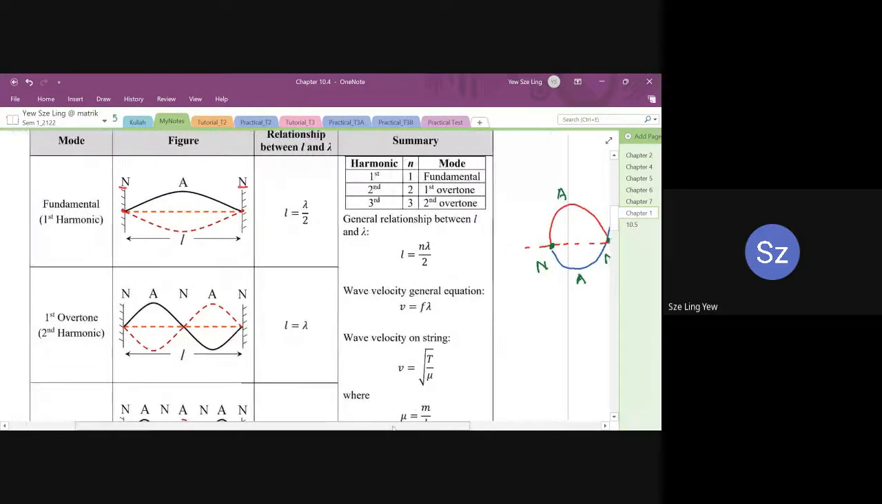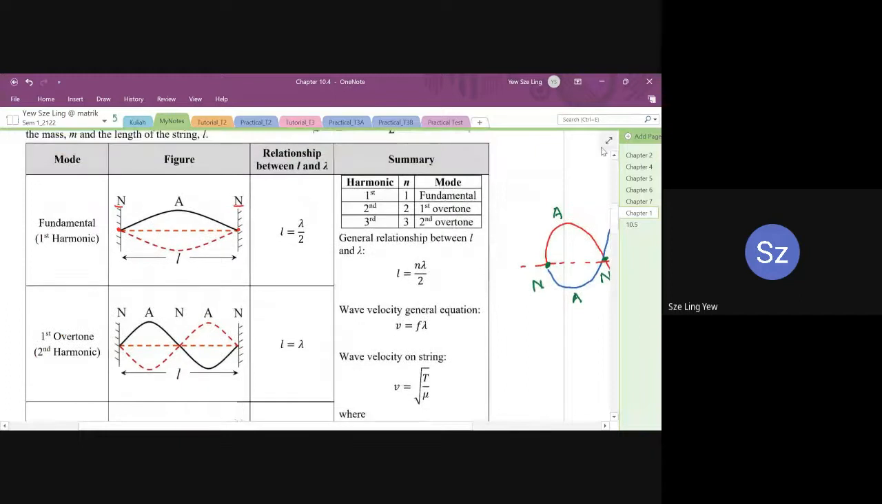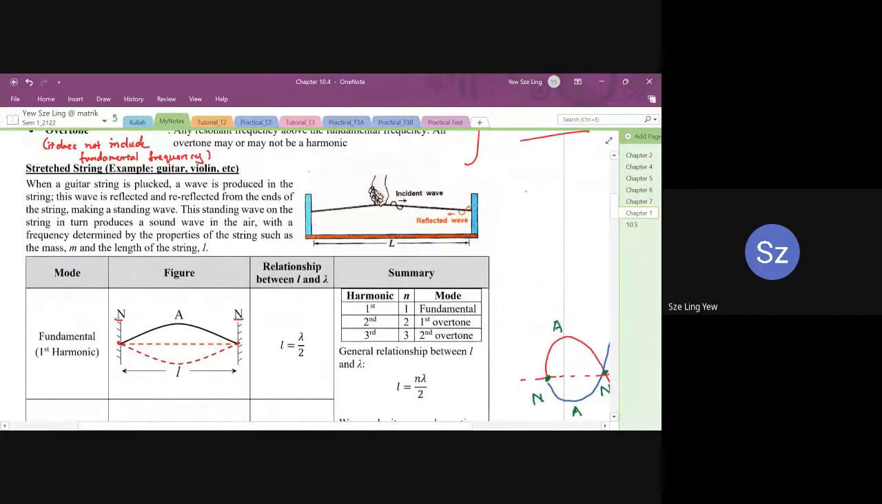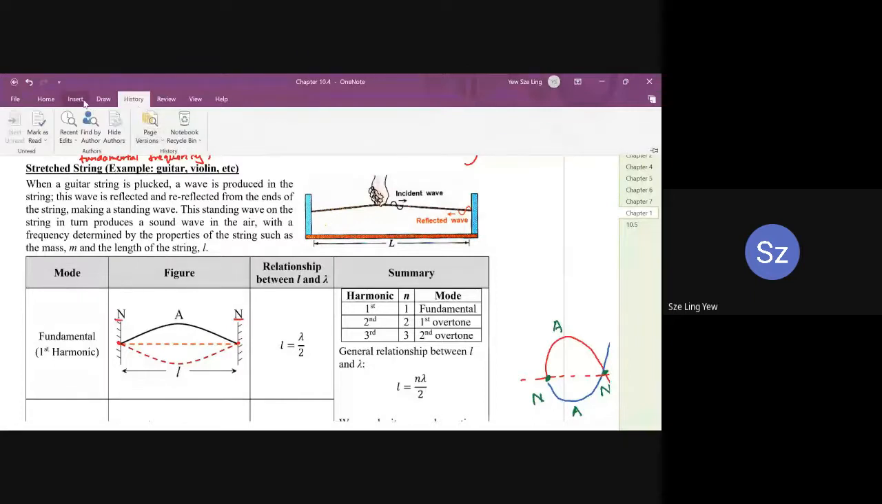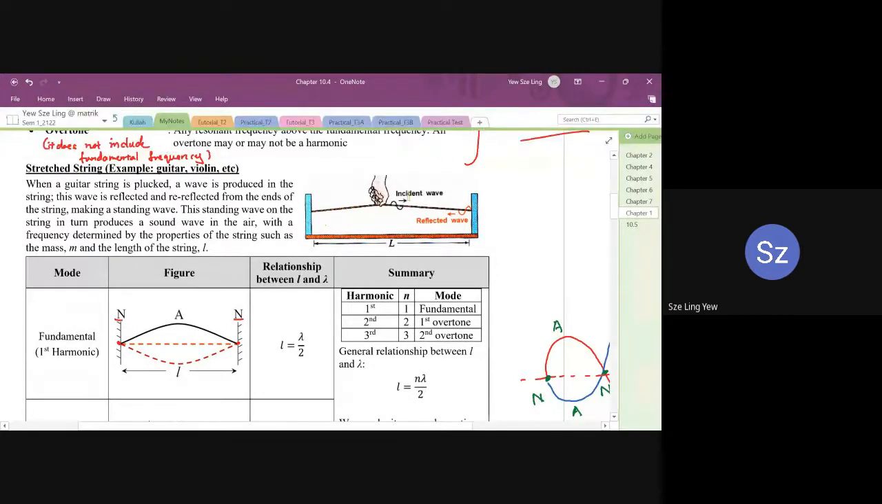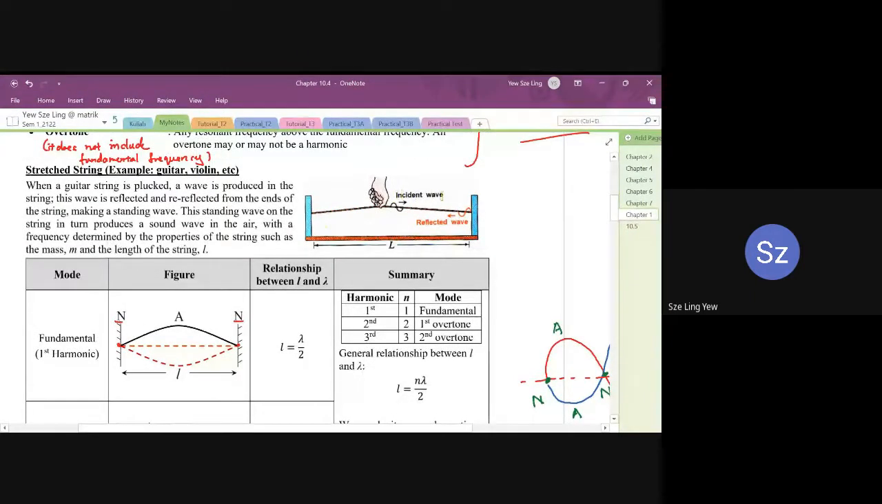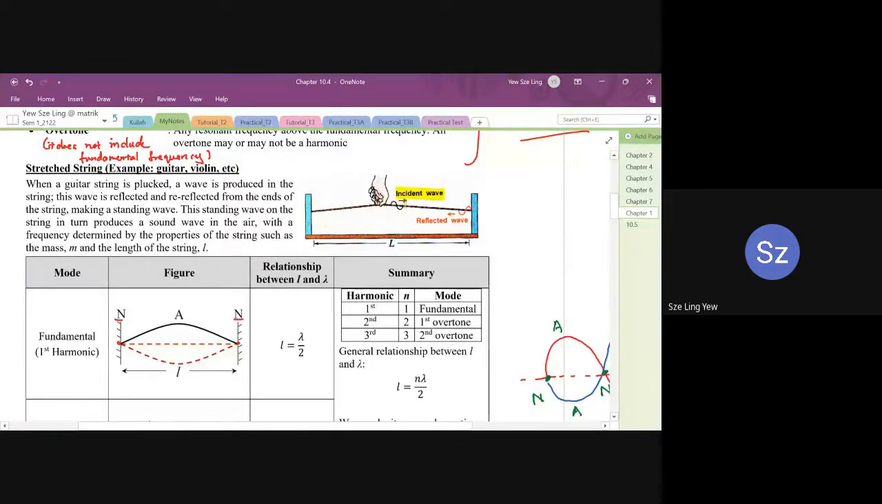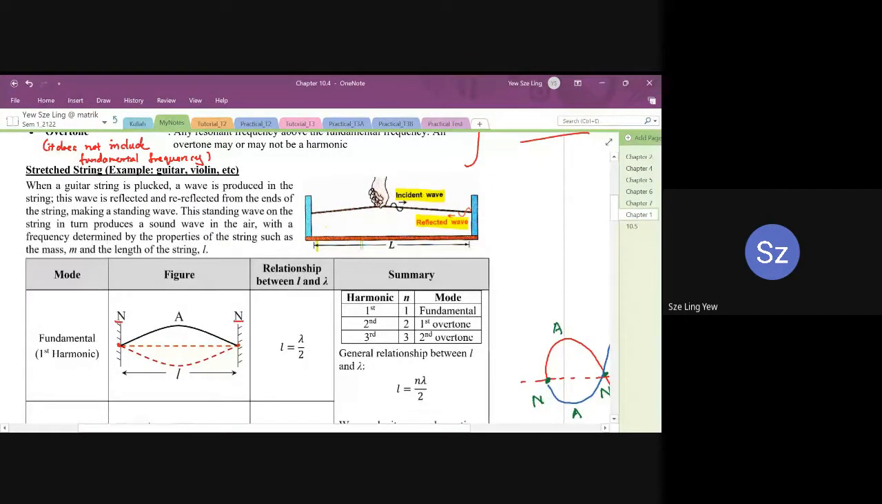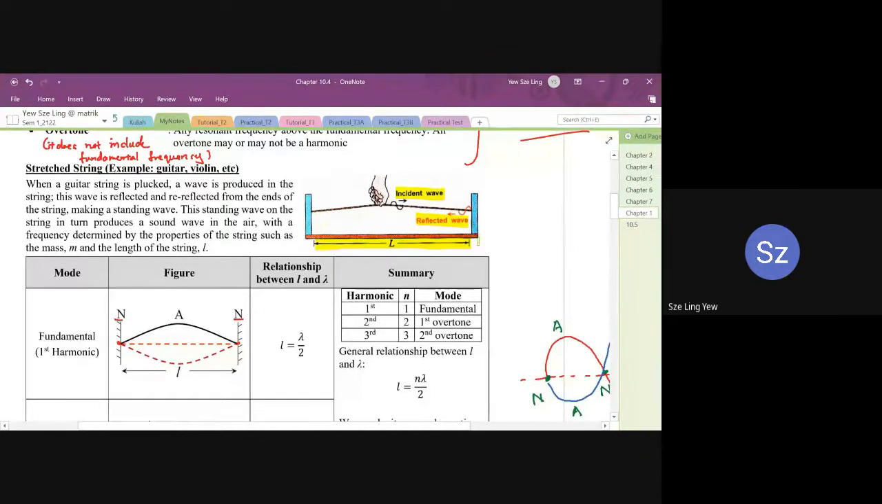So what we're going to look at right here is what happens in the standing wave. When you pluck the string, what actually happens is you are generating an incident wave. Look at the diagram above the table first. You create a wave in the string, and when it hits the fixed end, the wave is reflected. So you're looking at what happens within the same length L. This is the concept that we're going to use in our derivation.